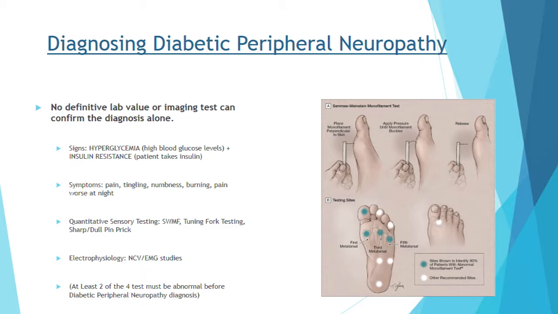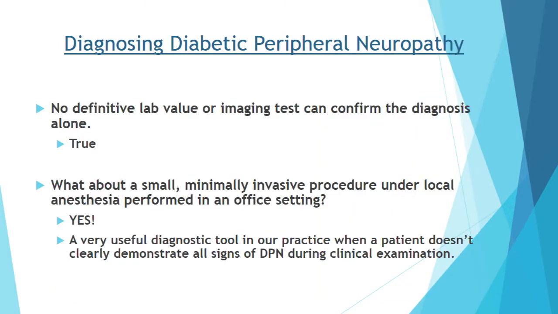So, with those being said, at least two out of the four must be abnormal for us to consider that diagnosis. So what if a patient presents with only one of those problems? Well, we have a small, minimally invasive procedure that we perform in the office under local anesthesia called an epidermal nerve fiber density biopsy test. It's a very useful diagnostic tool in our practice when a patient doesn't clearly demonstrate all signs of DPN, diabetic peripheral neuropathy, during clinical examination.